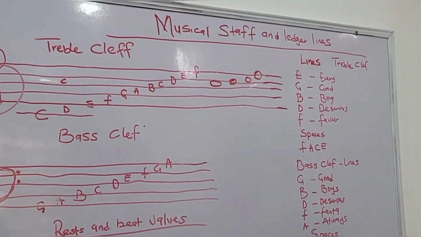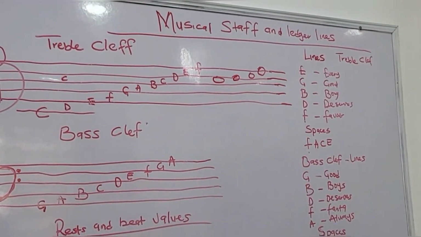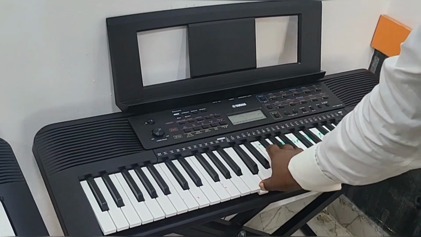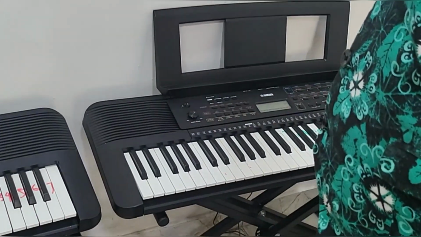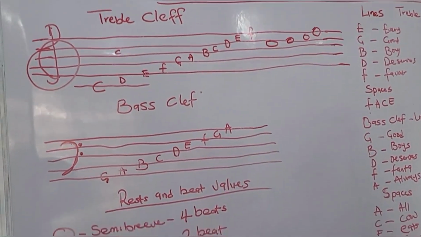This is C major. This is where C is located. You can see it, C major. This is middle C. So if I want to play this couple of notes, this is how I'll play it, because I know in my subconscious that a semibreve is 4 beats. So I have something like this.